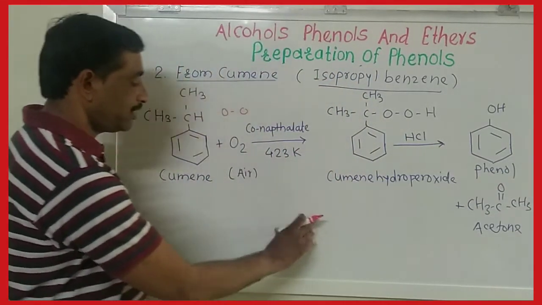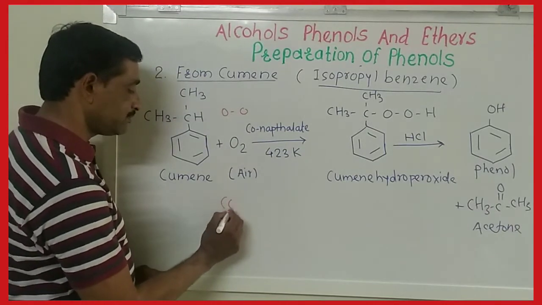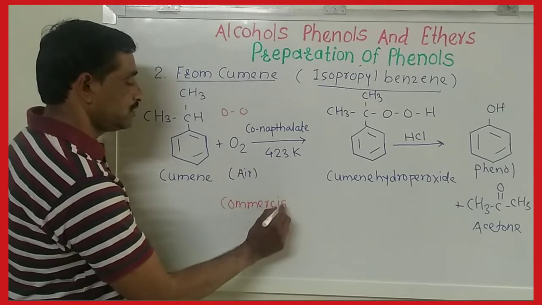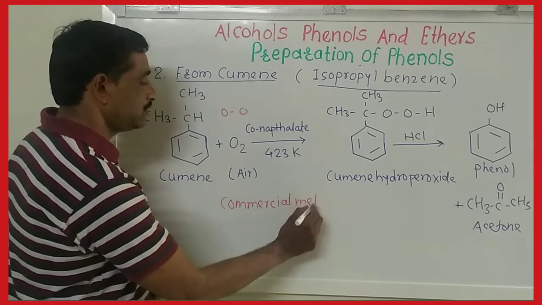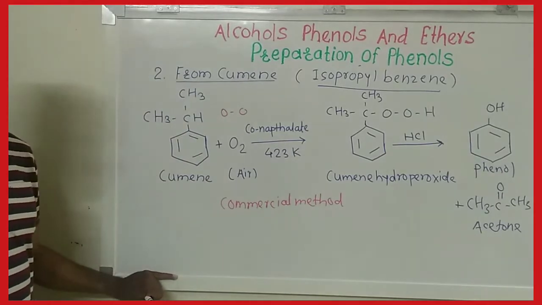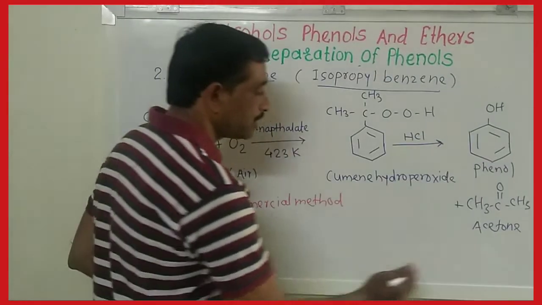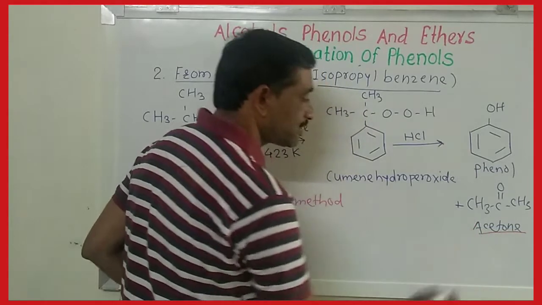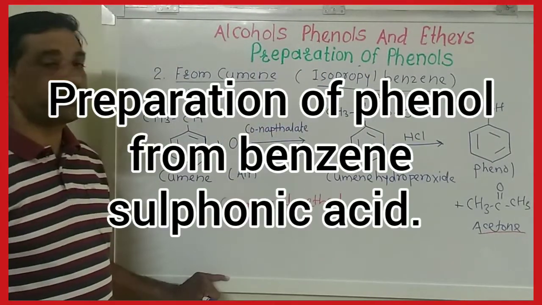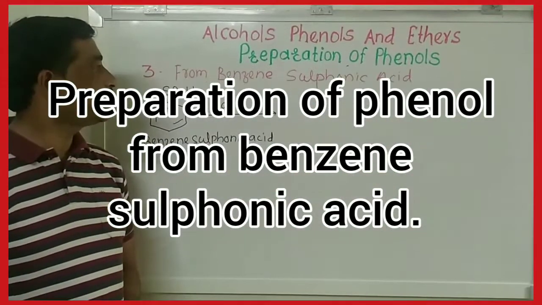So this method is called the commercial method of preparation of phenol, because in this reaction we get an important byproduct which is an industrially very important compound. So this method is known as the commercial method of preparation of phenol.